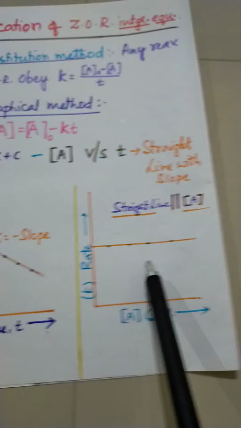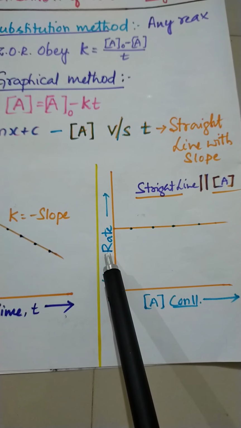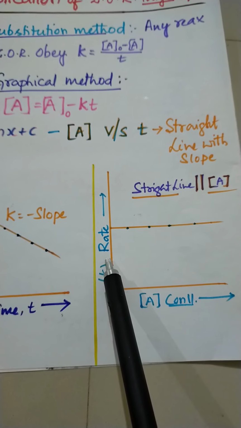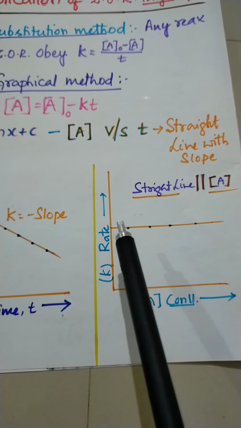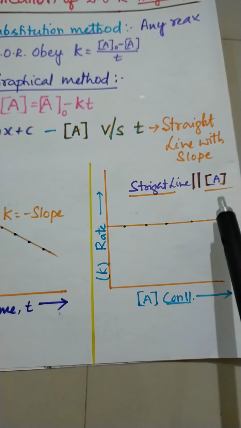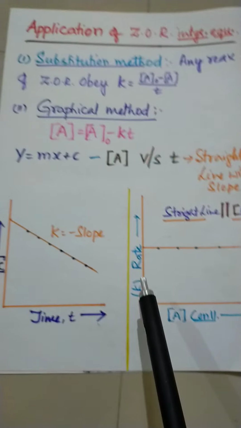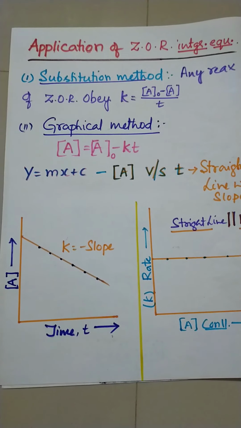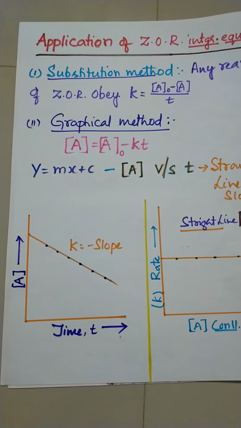And again, we are changing to rate versus concentration. Again the same, rate versus concentration. Then we get a straight line which is parallel to the concentration axis. So this is another one. These are the two applications of the integrated rate equations of zero order reaction.